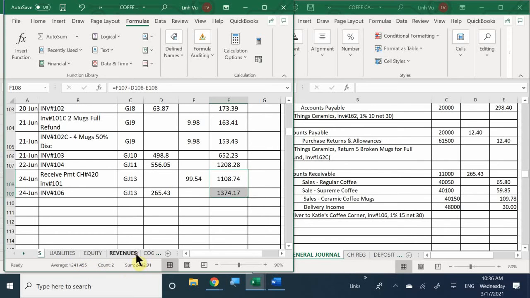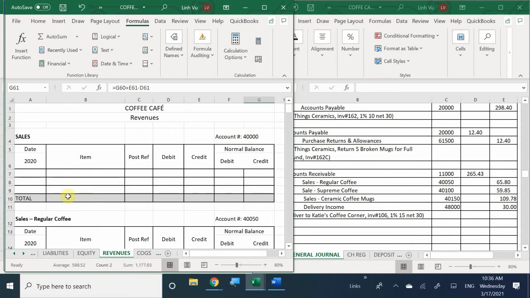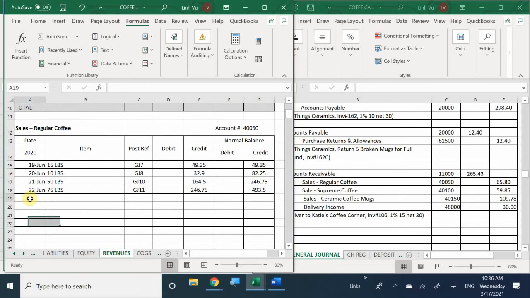What's next? Then we got to do all of our sales. So how many pounds of the regular coffee did we sell? 20. For 65.80. So what is my ending balance? $559.30. Okay.